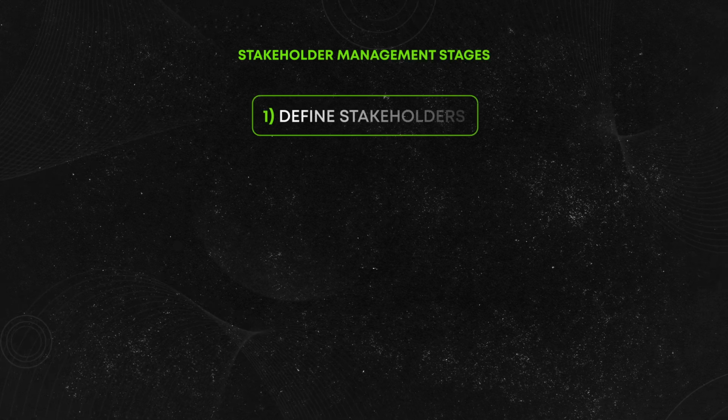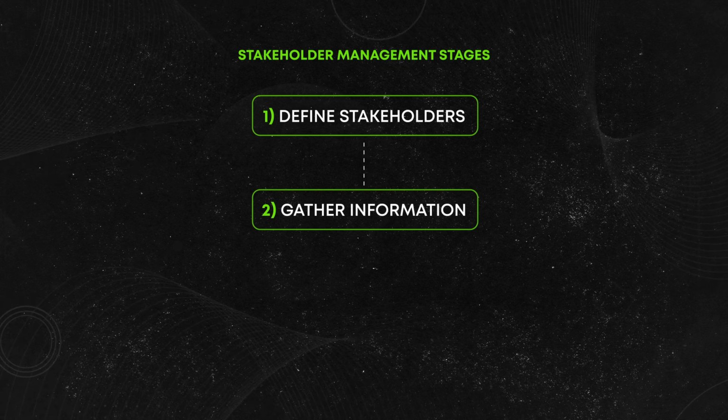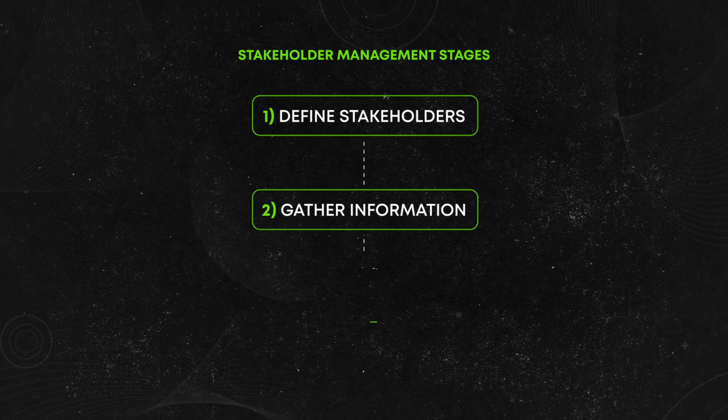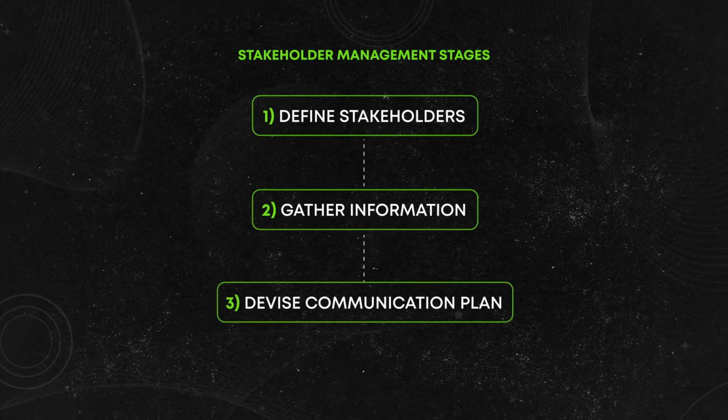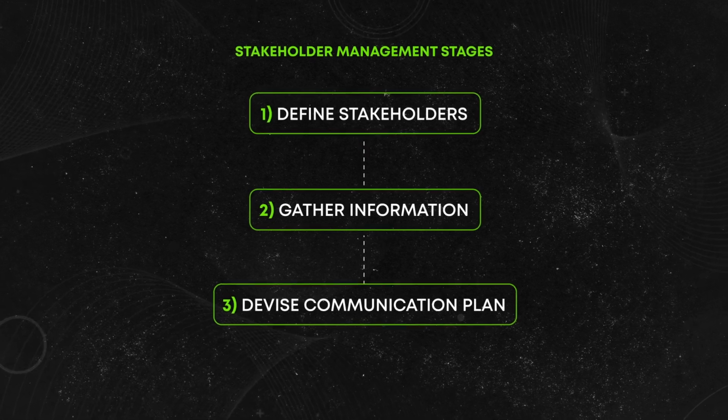Start by figuring out who your stakeholders are. Next, gather information to understand their viewpoints and sort them according to how much they care about and can influence your project. All that done, you'll be able to devise a plan for how you'll talk to each group, what you'll tell them, and how often you'll touch base. But let's dive deeper into each step.